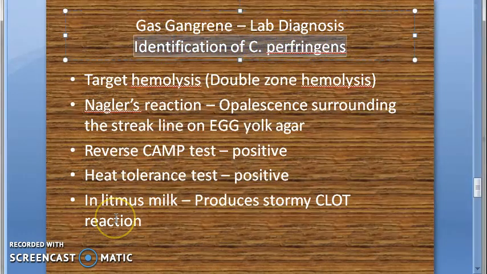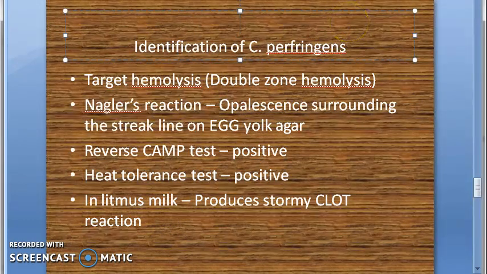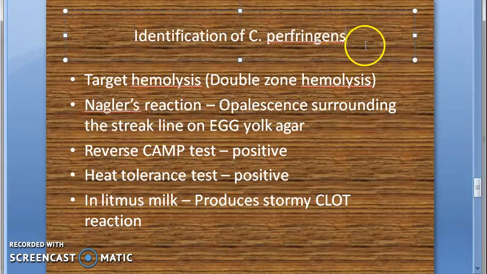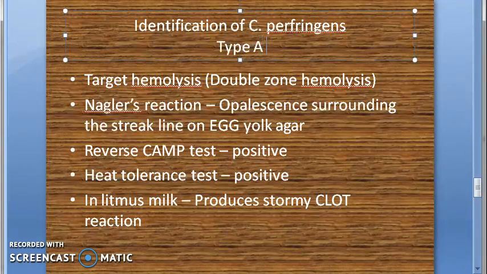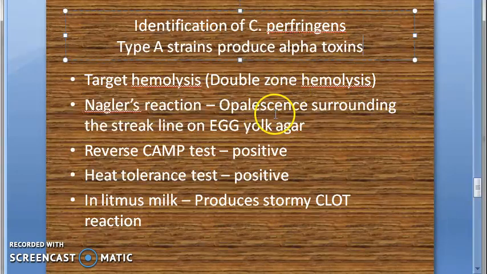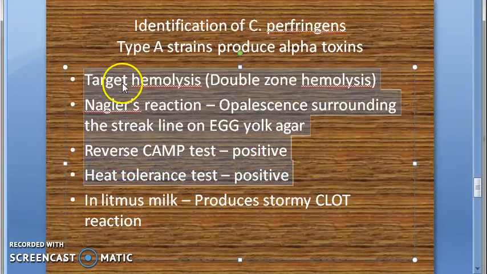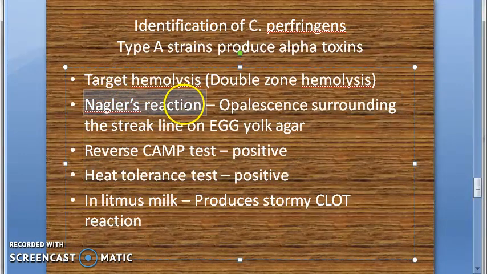perfringens, because of this alpha toxin, I told you, right, we can identify the bacteria. Type A strains produce alpha toxins. So there are many ways of identifying Clostridium perfringens. You have target hemolysis, Nagler's reaction, reverse CAMP test, heat tolerance test, and litmus milk reaction.